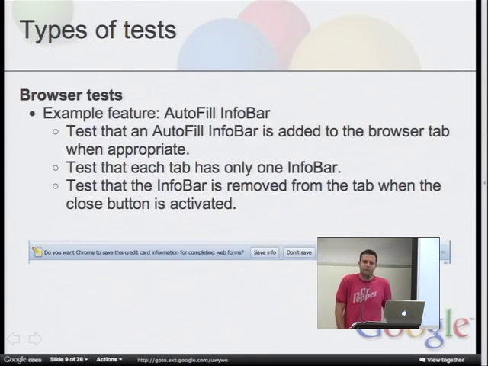Going back to the autofill info bar, an example of a browser test for the autofill info bar would be: load up an info bar, make sure that the info bar is in the tab that you specified, make sure that there's only one info bar per tab, make sure that you can load up multiple info bars, one per tab, but that there's more than one. You can call the method on the info bar class to press the close button, and then make sure that in the browser object, the info bar is no longer there.